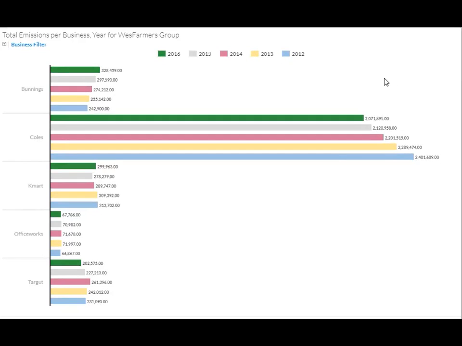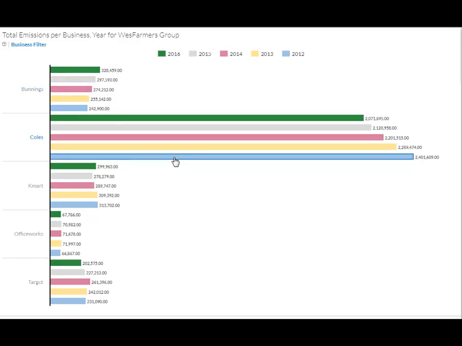Now let's drill down to their businesses. Coles has been really doing well since 2012 until 2016. Kmart, on the other hand, has been doing well until 2015, but certainly something has gone wrong in 2016. Officeworks, comparatively less producer, but not much improvement every year. Target has started to do well since 2014. Bunnings, very interesting data here. They are increasing their carbon footprints every year.